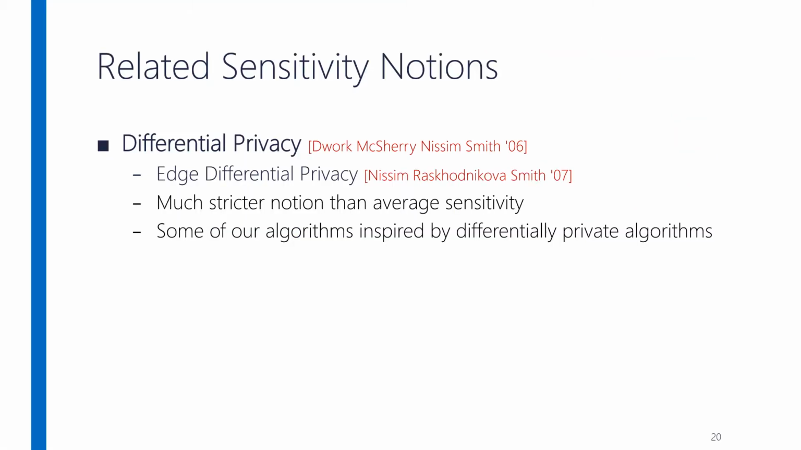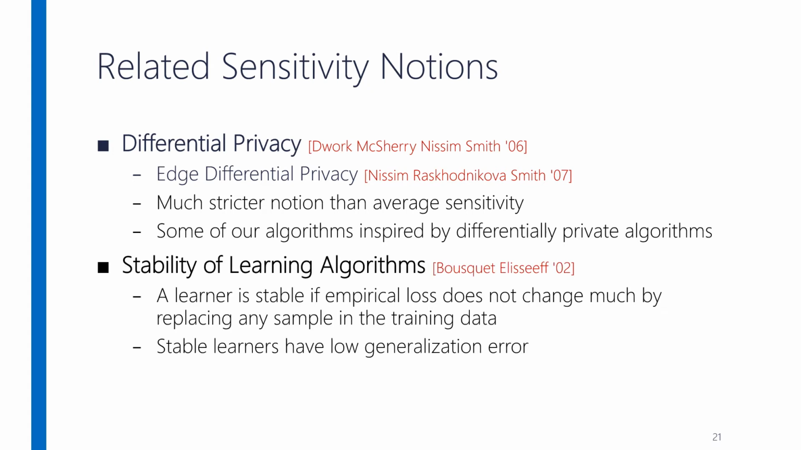There are some important related sensitivity notions well studied in theoretical computer science. One is differential privacy, and specifically in the context of edge removals of graphs, edge differential privacy. A key difference is that differential privacy is a worst case notion of sensitivity as opposed to our average case notion. Stability has also been studied in the context of reducing the generalization error of learning algorithms.